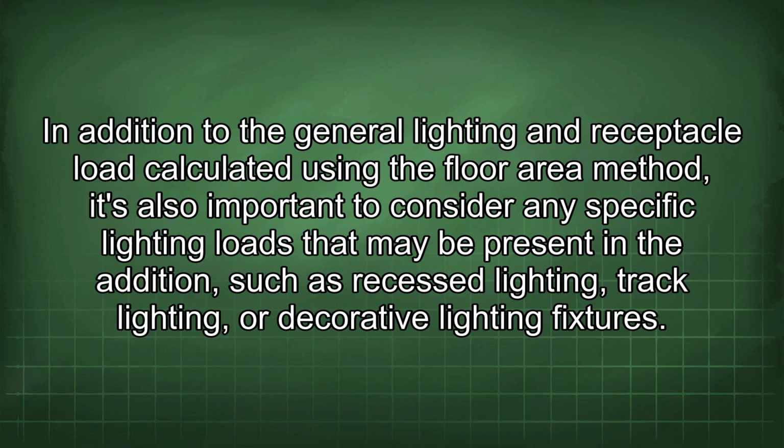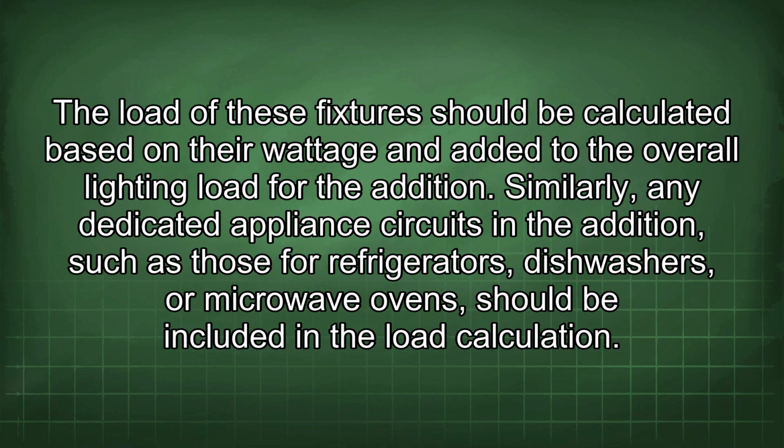In addition to the general lighting and receptacle load calculated using the floor area method, it's also important to consider any specific lighting loads that may be present in the addition, such as recessed lighting, track lighting, or decorative lighting fixtures. The load of these fixtures should be calculated based on their wattage and added to the overall lighting load for the addition. Similarly, any dedicated appliance circuits in the addition, such as those for refrigerators, dishwashers, or microwave ovens, should be included in the load calculation.